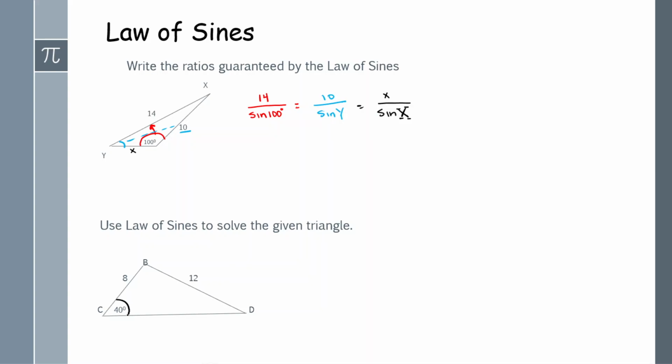So this 40-degree angle would relate to the 12. So I'll have 12 over the sine of 40. Okay? The 8 is going to relate to angle D. So I'll set this equal to 8 over the sine of D. Now if I cross multiply, I get 8 equals 12 sine of D over sine of 40. And what I can do now is multiply the sine of 40 to the other side and divide by 12.